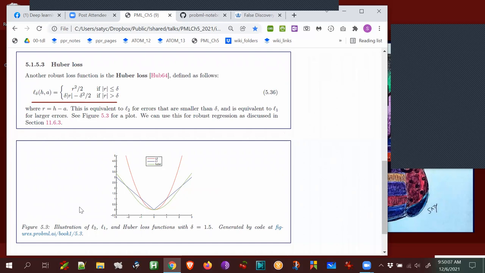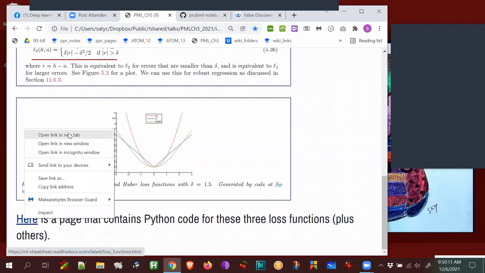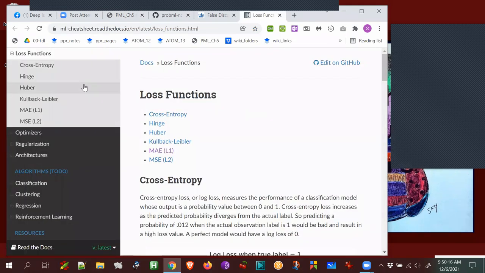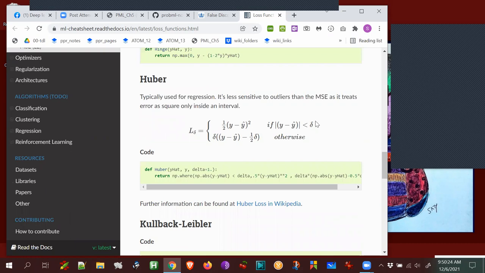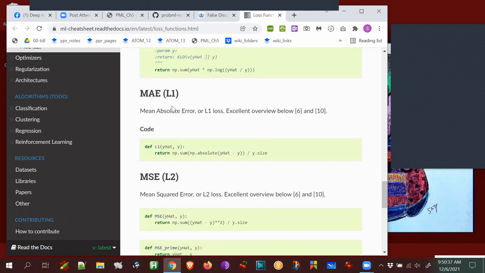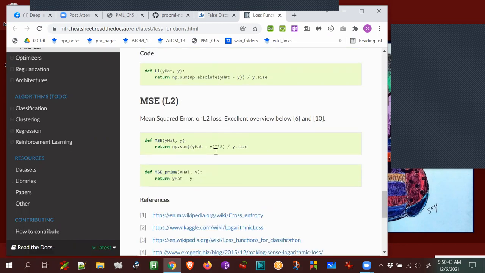Cool. And I also wanted to show you, just for fun, what the Python code for all these loss functions looks like. This is a very cool site called readthedocs.io. This is ML cheat sheet. We'll leave out things like cross entropy, but for instance, here is Huber loss. See, there's a formula. For whatever delta you pick, if the actual error that you get is lower, then you make it quadratic. So it's for small errors. And then for larger ones, you become more linear like that. Here's L1, literally just absolute value. And then here's L2, literally the difference and then squared.